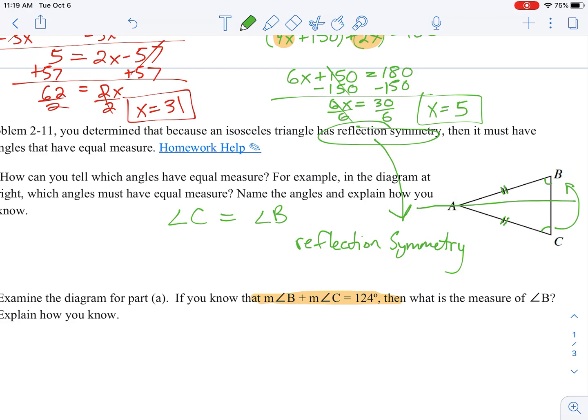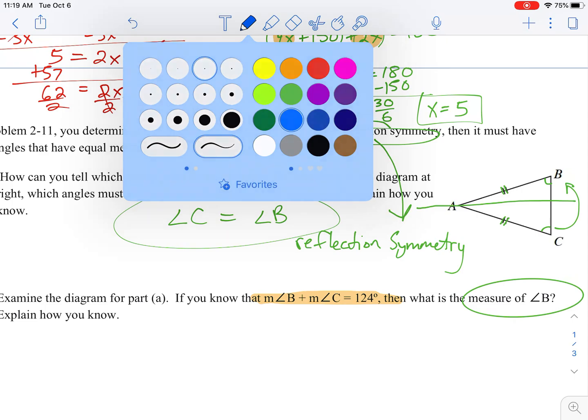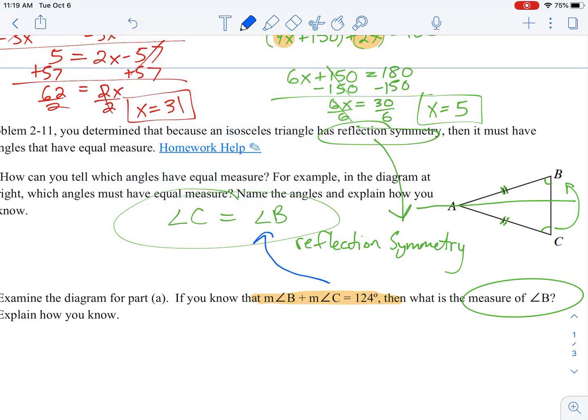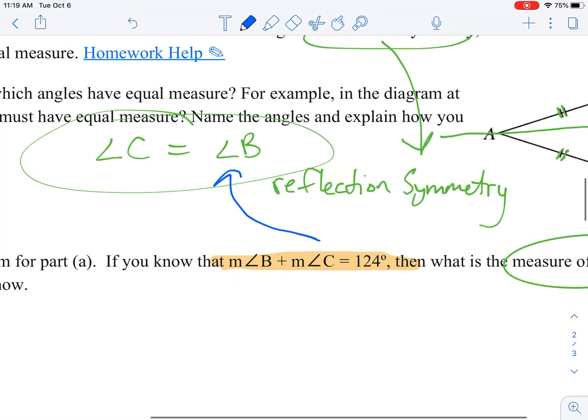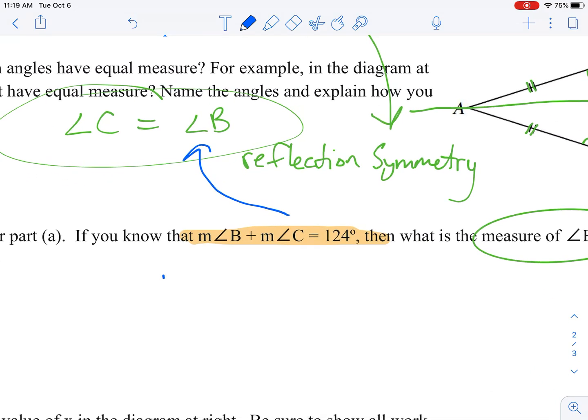Well, we just talked about how C is equal to B. So if we're trying to find the measure of angle B using this equation, what we can do is we can use substitution, and we can say, hey, C is equal to B. We just said that. So let's rewrite this equation by using substitution. So we can say, hey, that means the measure of angle B plus the measure of angle B should equal 124, because we talked about how B and C have to be equal, so I should be able to replace one with the other. Just like if you were solving a system of equations.